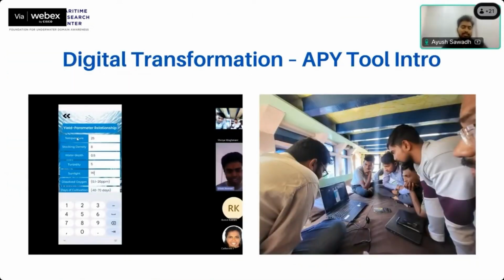Now, let's talk about the digital transformation we are bringing to these communities through our APY tool. Shlok has already demonstrated the tool in detail. So, the overall idea is to help seaweed farmers predict their yields right from the first day of cultivation so that they can plan better and reduce losses.